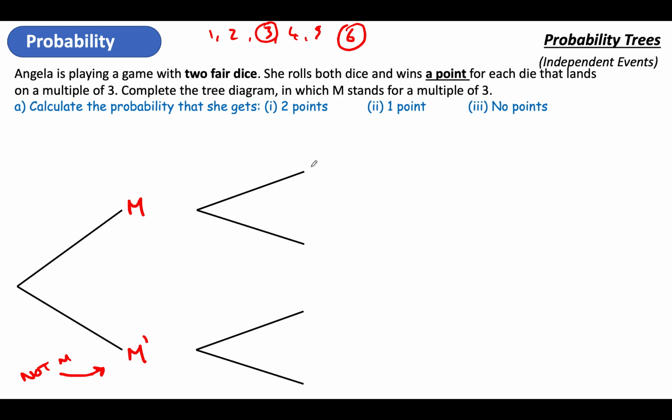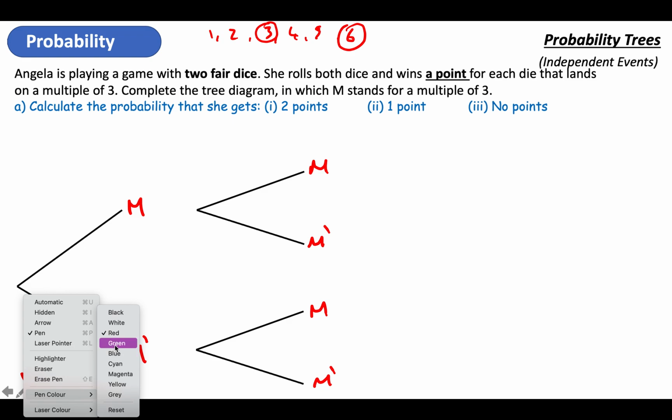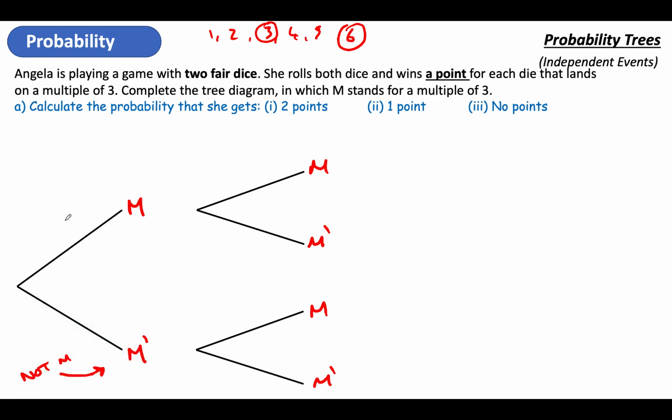Unpaused. So let's go M, M dash, M, M dash. Now the probability of getting a multiple of 3, well, there are 2 ways to get a multiple of 3 out of 6. Now you could put 2/6. You might have put 1/3, but that's fine. Now if it's 2/6 for M, it's going to be 4/6 for M dash. So either 1/3 or 2/3 if you did it like that. But both are perfectly acceptable. But the probability doesn't change for the second time you roll the dice. 2/6 and 4/6, and 2/6 and 4/6.